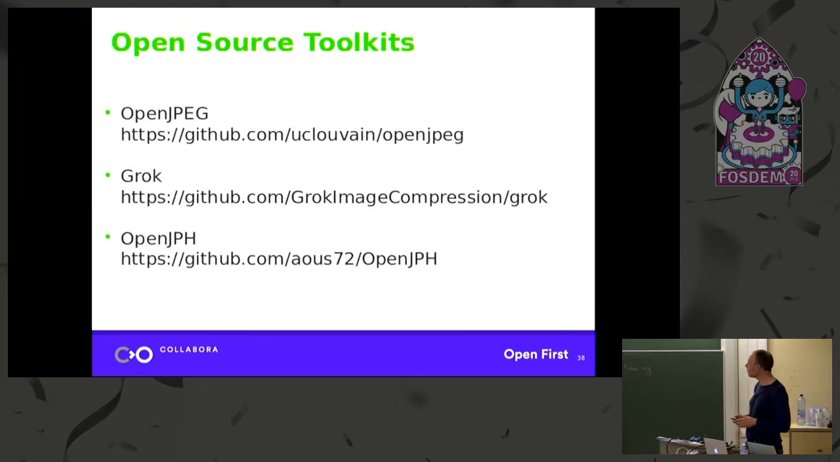These are the open source toolkits. OpenJPEG is the granddaddy of J2K toolkits. There's Grok, which is one that I maintain. And there's something called OpenJPH, which is only for high throughput JPEG 2000.